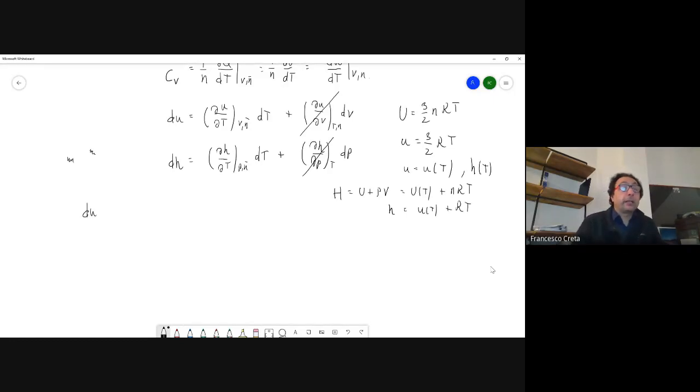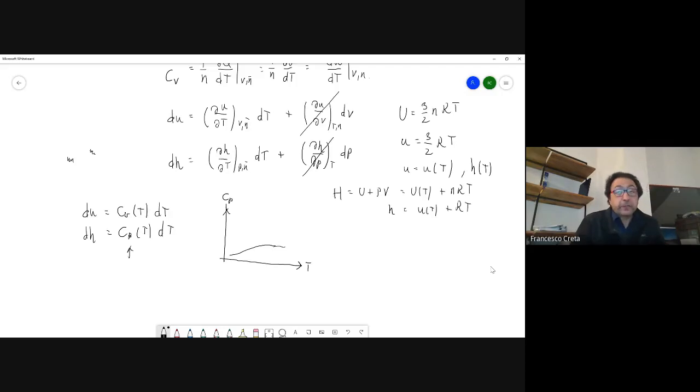So essentially, we can rewrite these two as Cv as a function of temperature times dT, and dH as Cp as a function of temperature times dT. And these functions, Cp and Cv, generally speaking, increase with temperature. So for a monatomic, this is, for example, Cp.